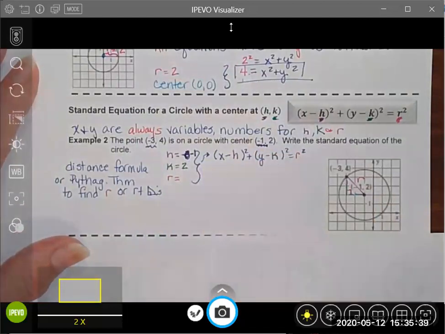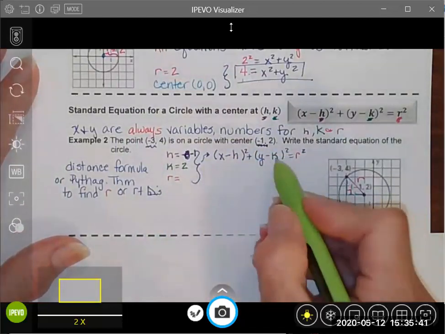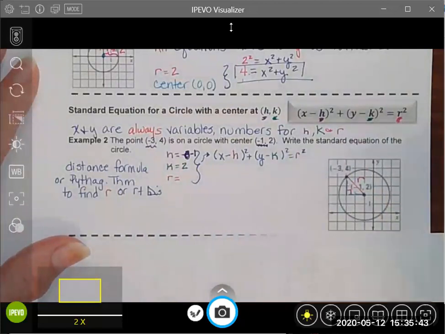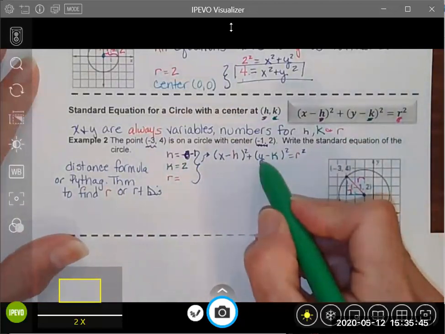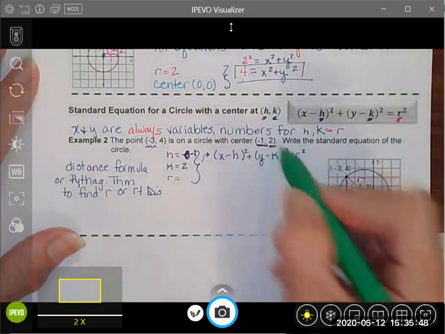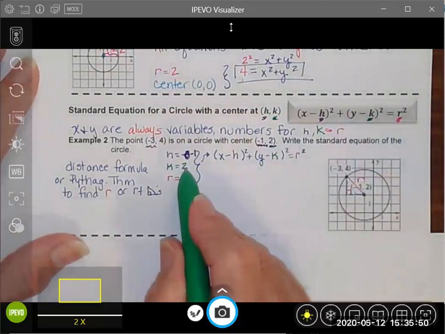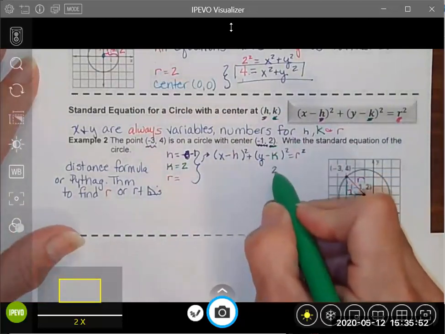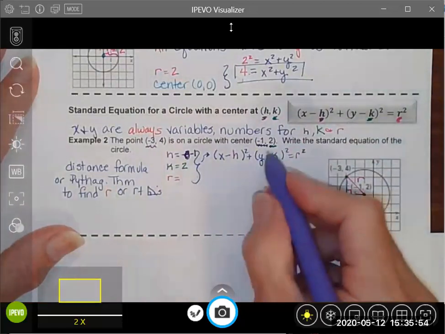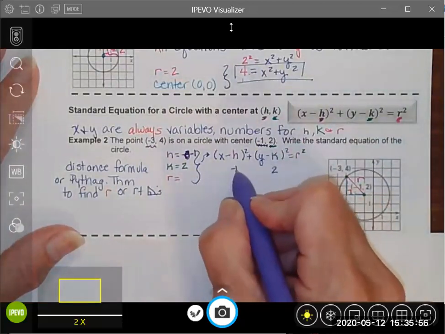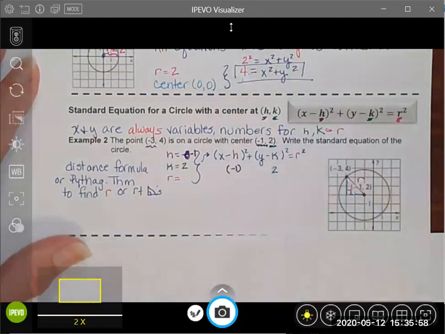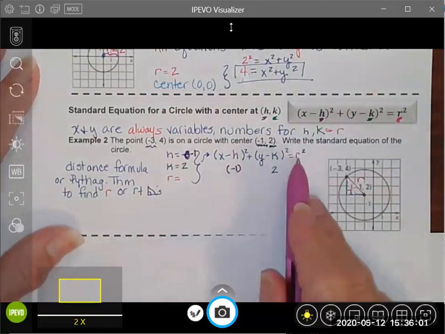I know that that's an h because the h follows the x, and so it uses the x coordinate. So in this case, my x value should be -1. And then in this one, I look for my k value. My k value follows the y variable, so I use the y coordinate, and that in this case is 2. So I know this value, and I know my h value was a -1. I'm going to protect him just for a moment. You'll see why in a moment. And then I need to find my radius.